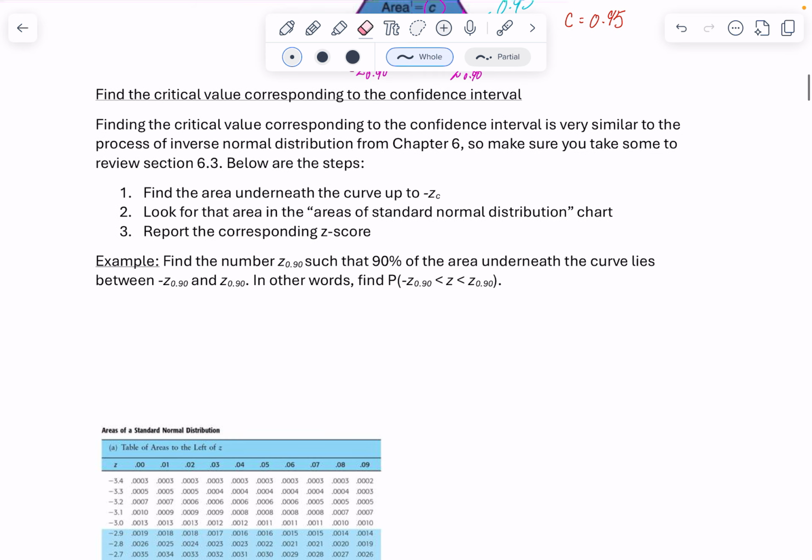And in the next section of our lecture, we're going to be doing an example where we include these critical values and find confidence intervals.